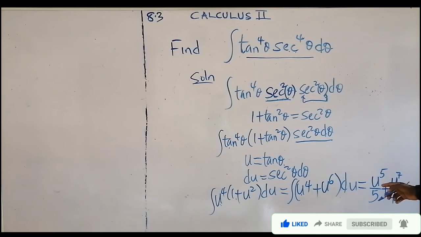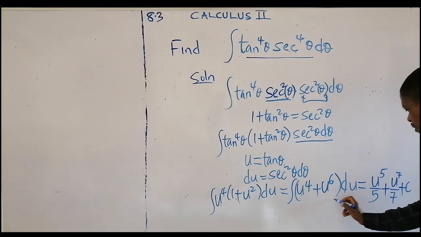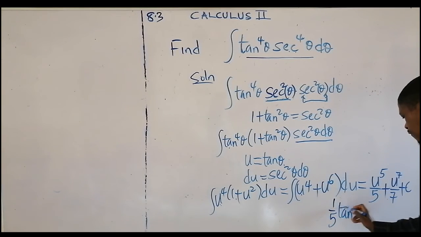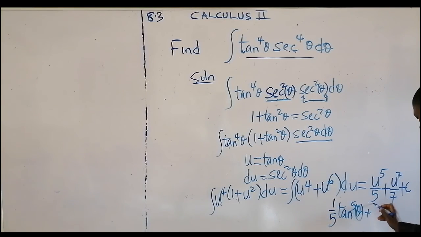Then the final thing to do now is to return the u back. My u is tan theta. So I'm going to have 1 over 5 tan to the power 5 theta plus 1 over 7 tan to the power 7 theta plus c. And that finishes that question.